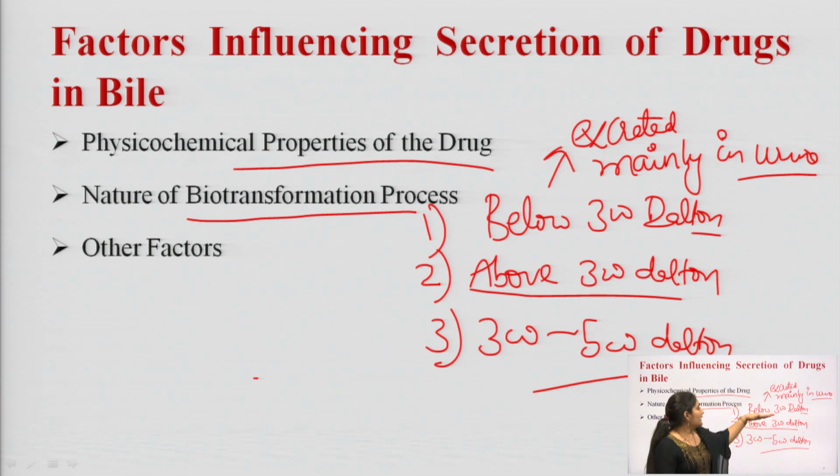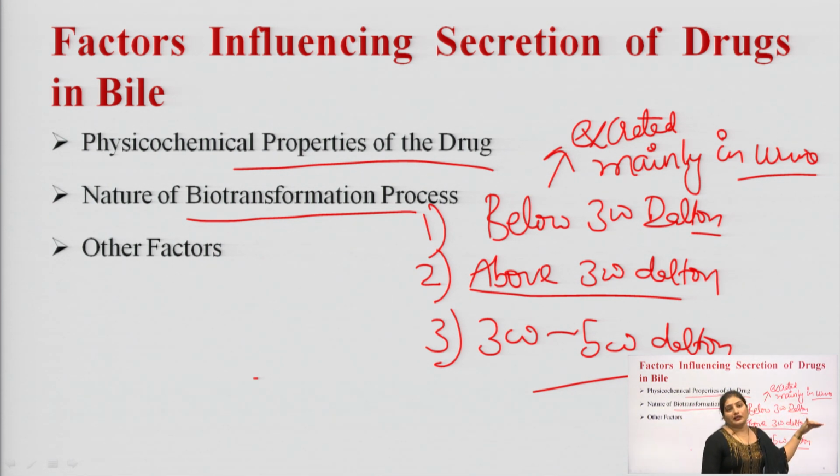Okay. In the category with molecular weight below 300 Dalton, the drug is mainly excreted into the urine, and less than 5% of the drug excretion takes place through bile. In the second category, when the molecular weight is above 300 Dalton, the drug excretion mainly takes place into the bile, and less than 5% takes place into the urine. In the third category, there is involvement of bile as well as urine. The drug excretion can be in the urine as well as into the bile.